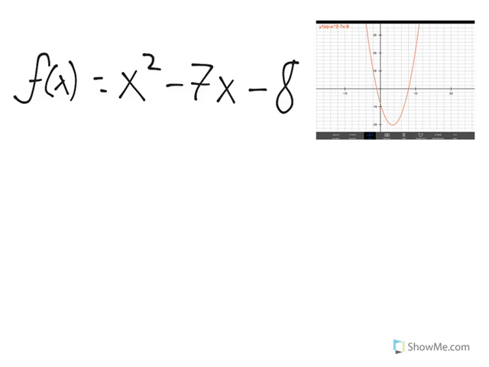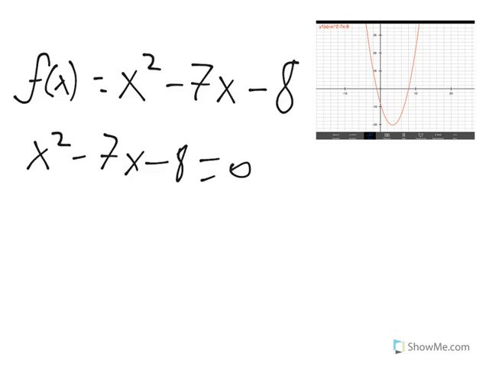Now, although we could look at the graphing calculator itself and just see the points for ourselves, that won't be the case for most parts. So there's an easy way of solving for this. One of the things that's important here is to set the function equal to 0. So x squared minus 7x minus 8 equals 0.